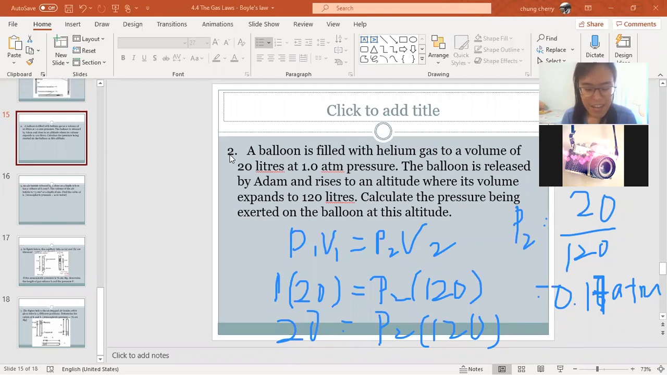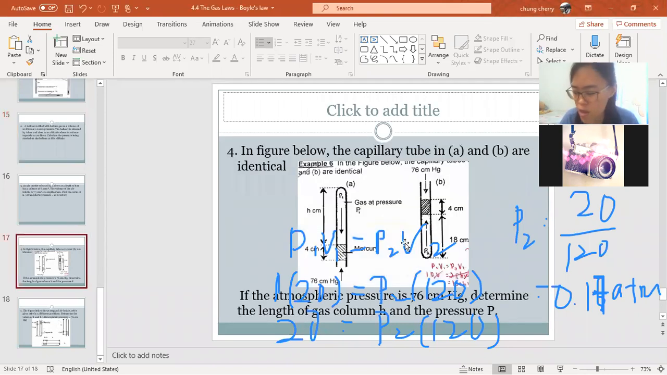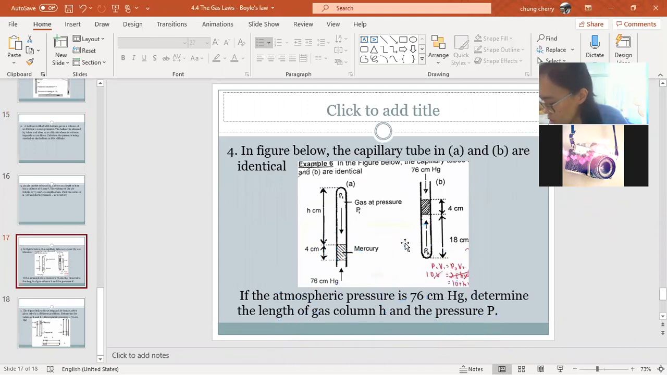So this one that I've sent in your WhatsApp group is notes number 5. Yes, HE is heat energy.